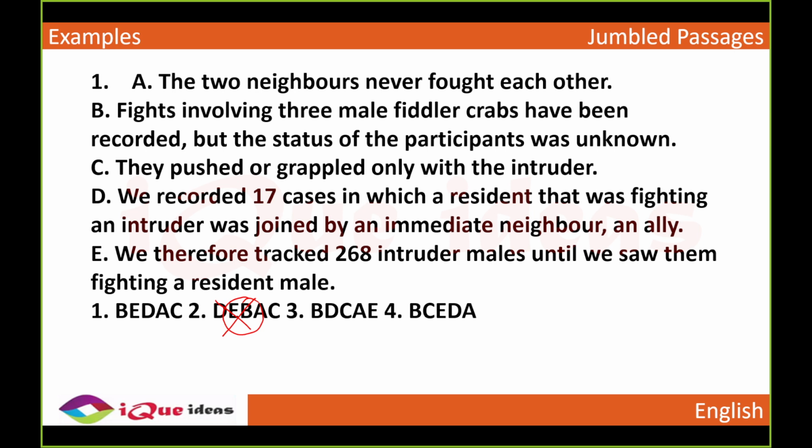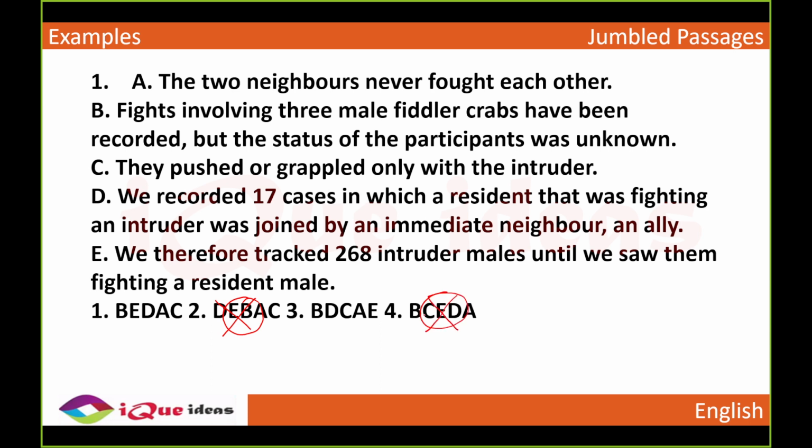E, D or C? C says they pushed or grappled only with the intruder. But who is they? It could be the male fiddler crab, but they pushed or grappled only with the intruder. It directly gets into the fighting status, right? But before that, we need something about the beginning of a fight. So C cannot be the second one. So I reasonably eliminate B, C, E, D, A.